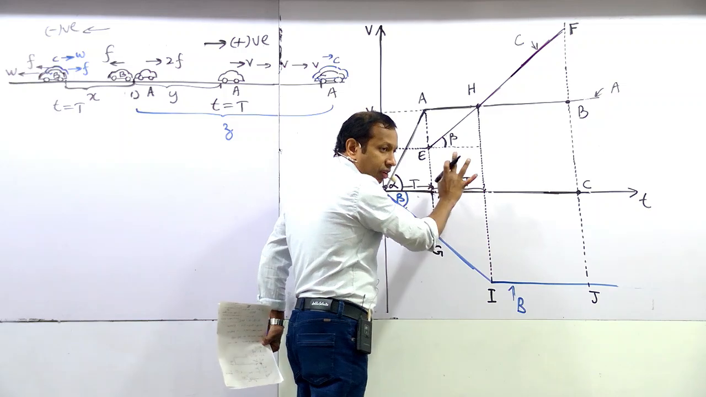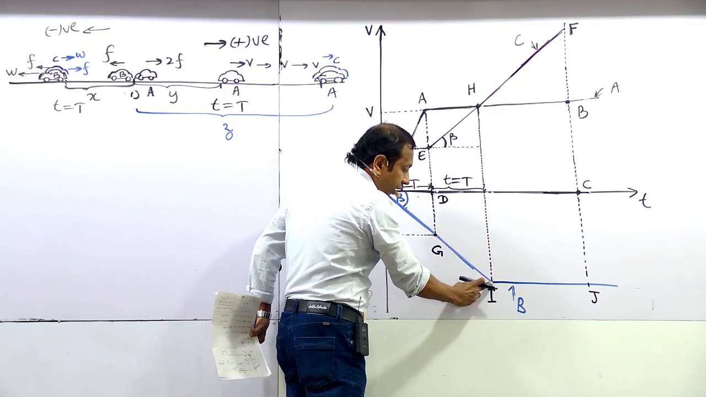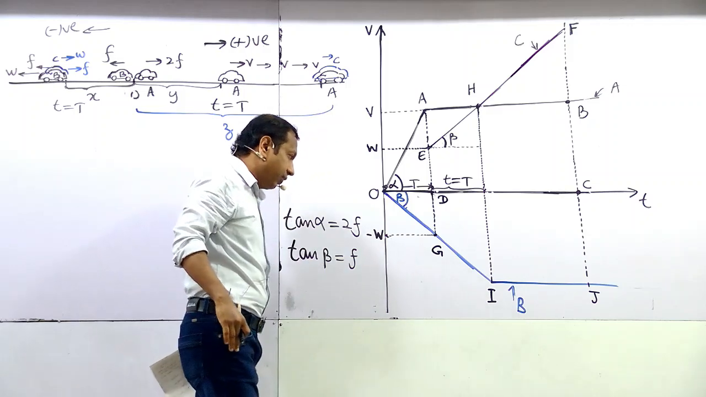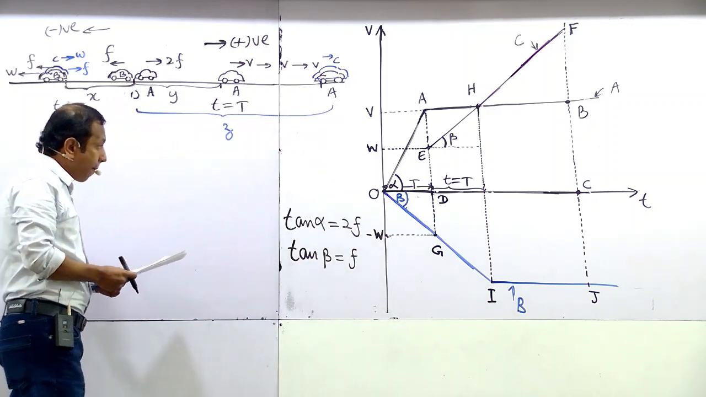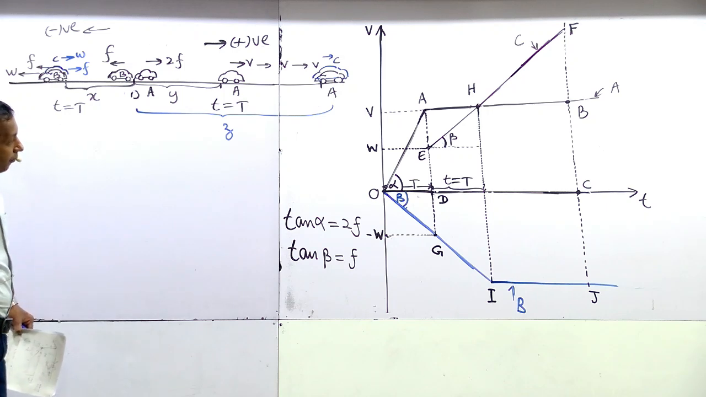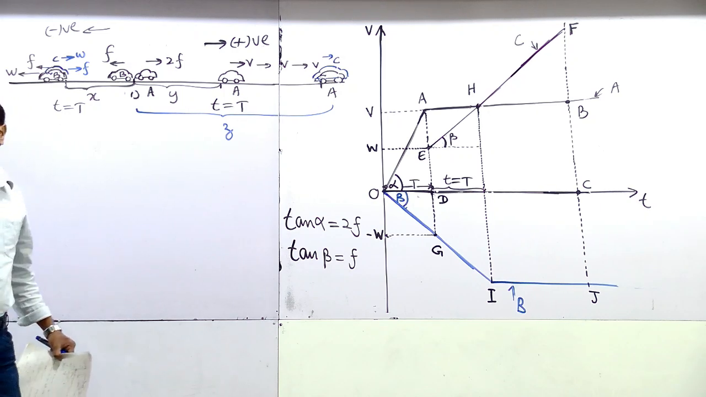The time 2t, what is exactly time 2t? After that moment only B moves with constant velocity, right? That is VT graph, okay?